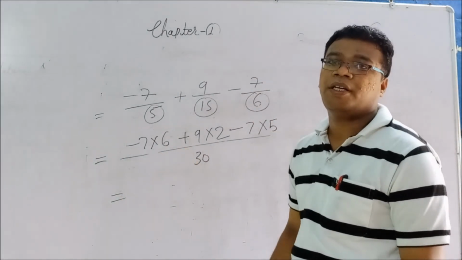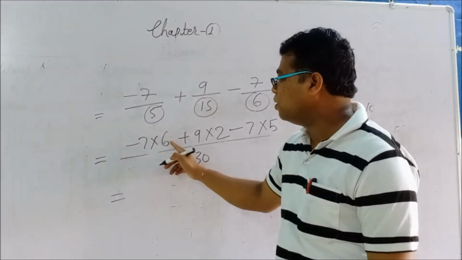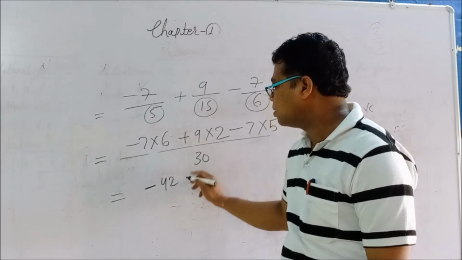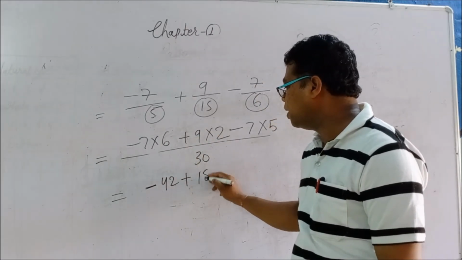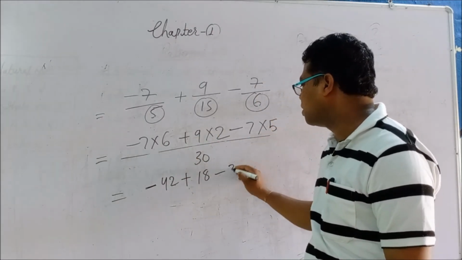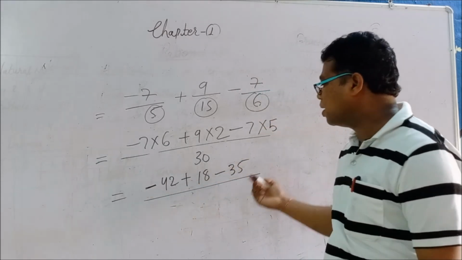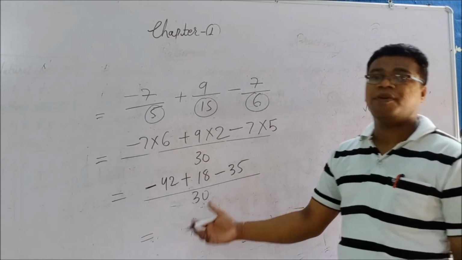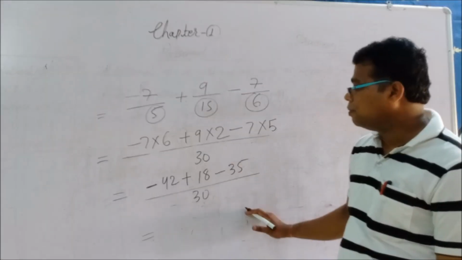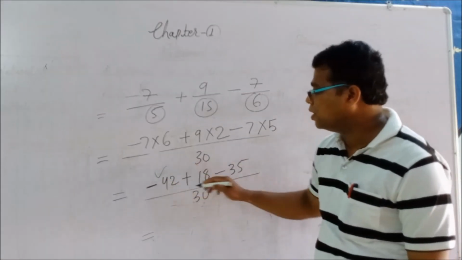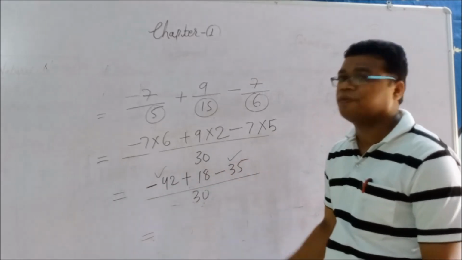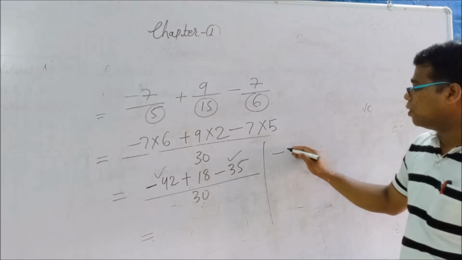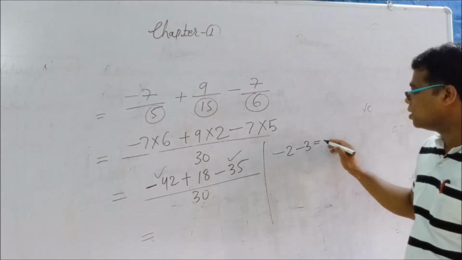Solve it. Multiplication. Minus 7 into 6. Minus answer, 7 sixes are 42, plus 9 twos are 18, minus 7 fives are 35, upon same 30. Here again we generally make mistakes. So see, first select how many negative integers there are. Minus 42 and minus 35. Both are negative integers. For example, minus 2 and minus 3. What is the answer? Minus 5.